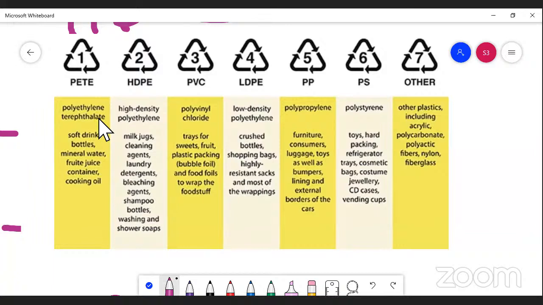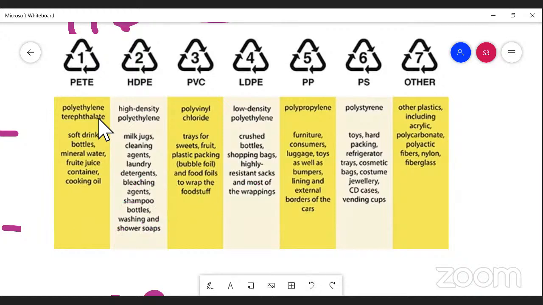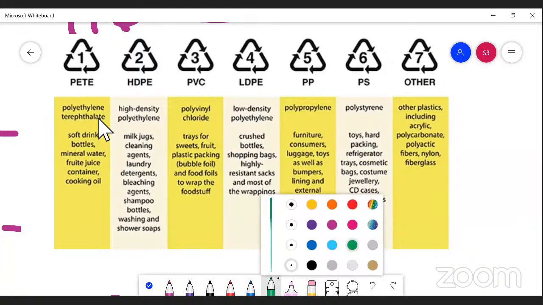Okay. Then if it is 2, then it is high density polyethylene. It is used for milk jugs, cleaning agents, laundry detergents, bleaching agents, shampoo bottles and washing bottles. So the shampoo bottle we are taking, it has 2.